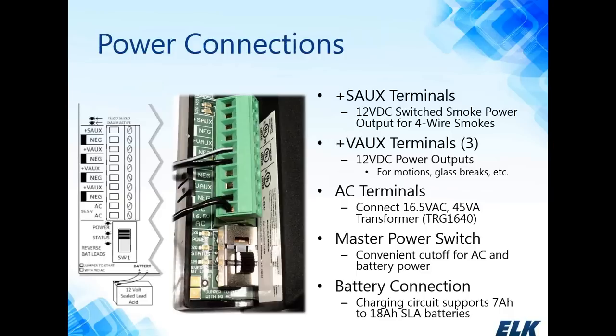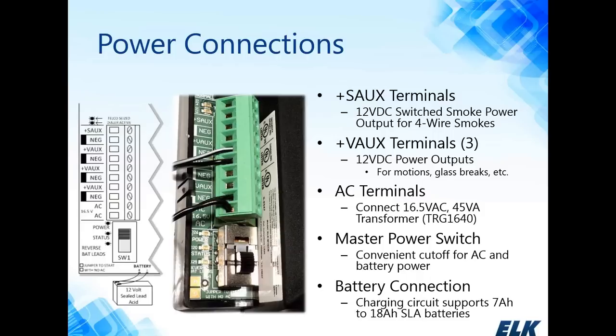Now the power connections on the board are made in the lower left-hand corner, and the first terminal there is the S-aux terminal. This is our switched auxiliary power terminal. It's primarily used for 4-wire smoke detectors or any other detector which would need power removed from that device once it went into alarm in order to unlatch the device. Through the keypad you can perform what we call the smoke power reset. It's a keypad function, in which case once that was activated it would drop power off of the S-aux terminal for 5 seconds.